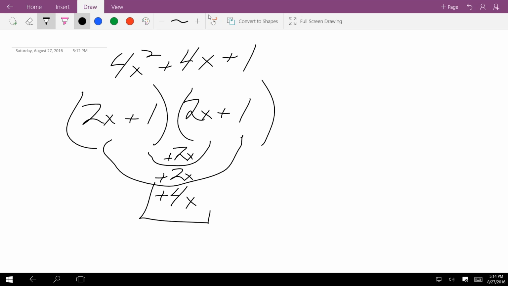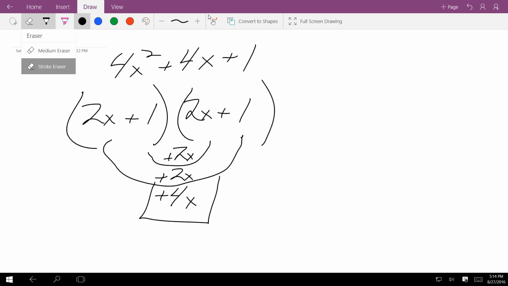Get used to doing that step. That's kind of what I call my double smiley faces method, because you're always doing it. No matter how simple or hard the quadratic is, this is the last step you're always doing to check to make sure you've done it correctly.